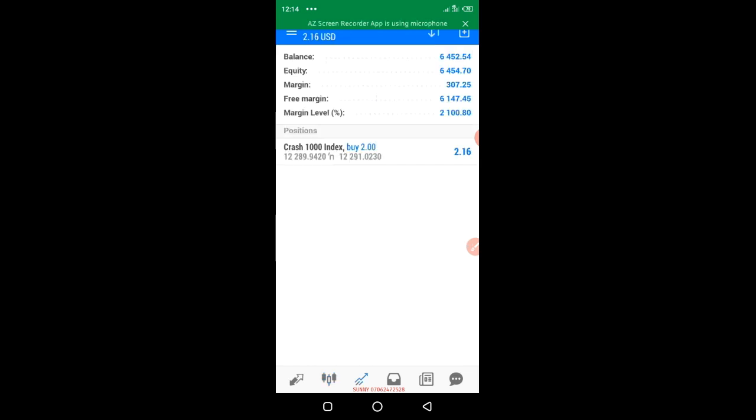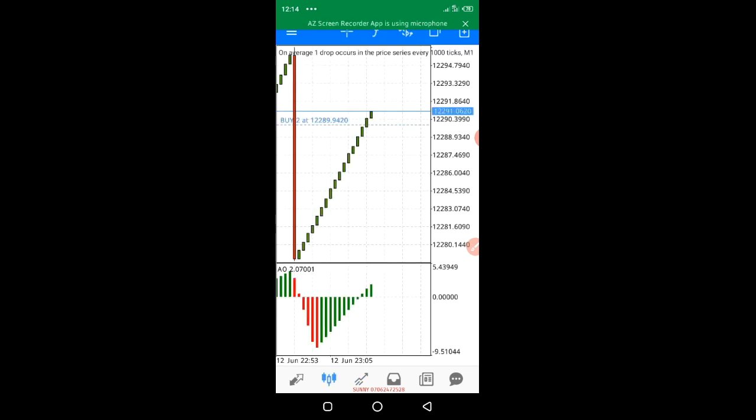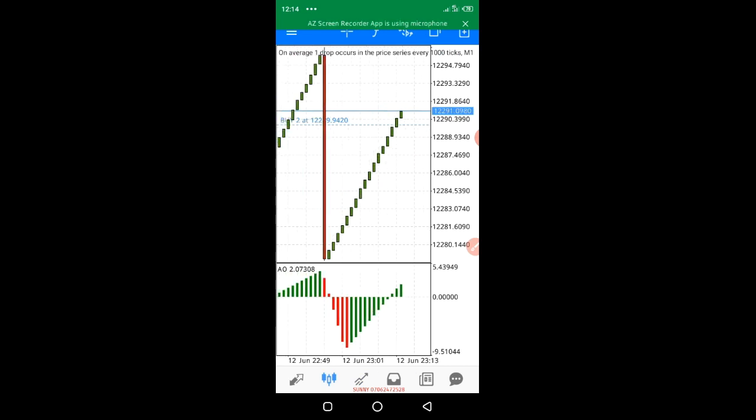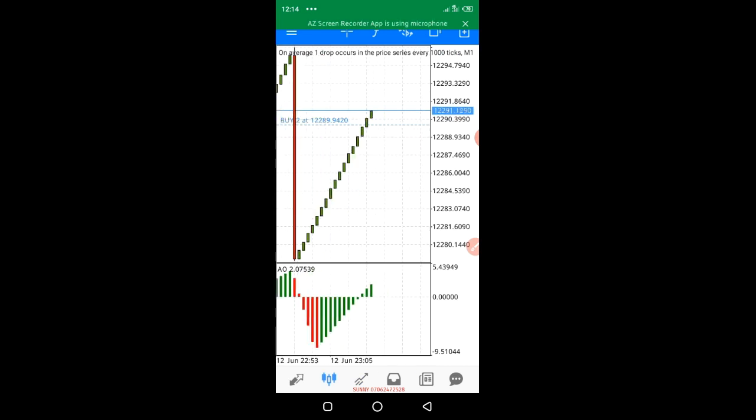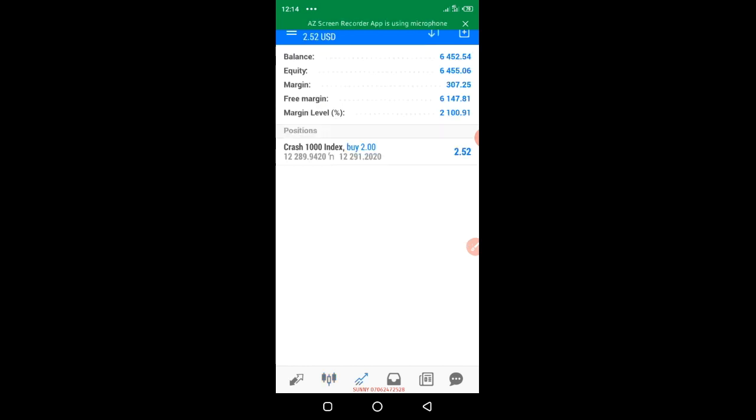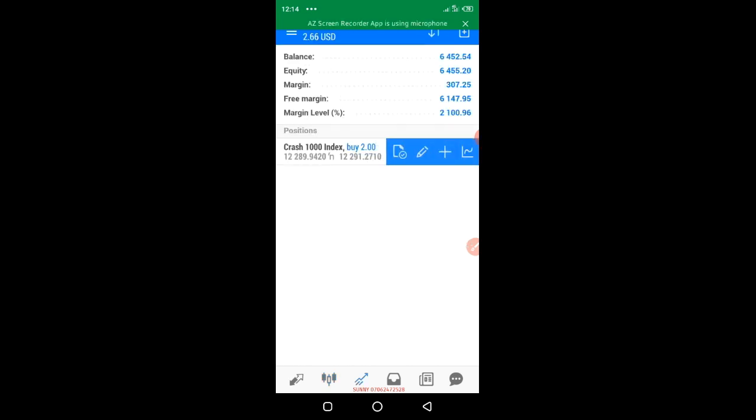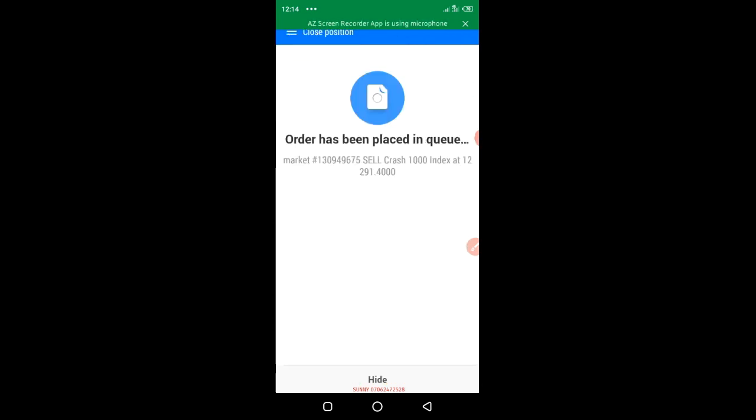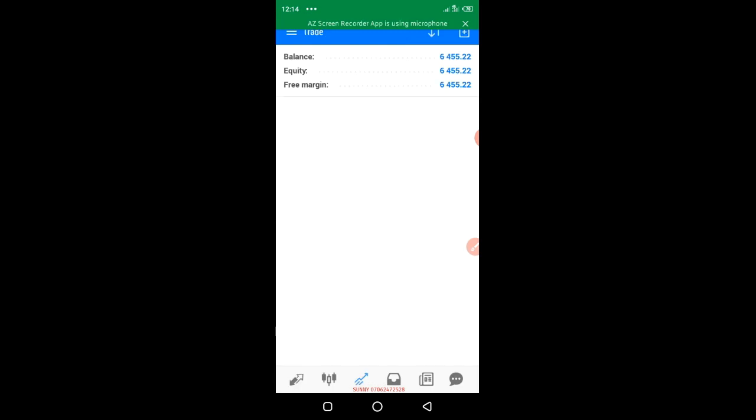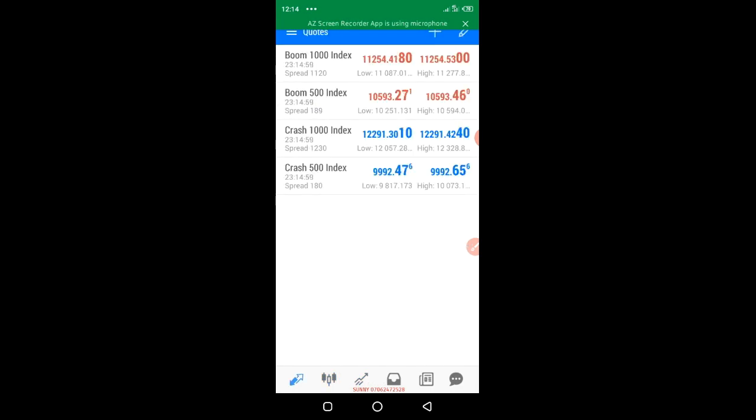Okay, let's see. We're on $2 now. Okay, 2 candles, $2. So if you're using a one standard lot, you might just make like $1 plus, you know. So I'm just going to cut this market. Done. Okay, now let's go and check boom.